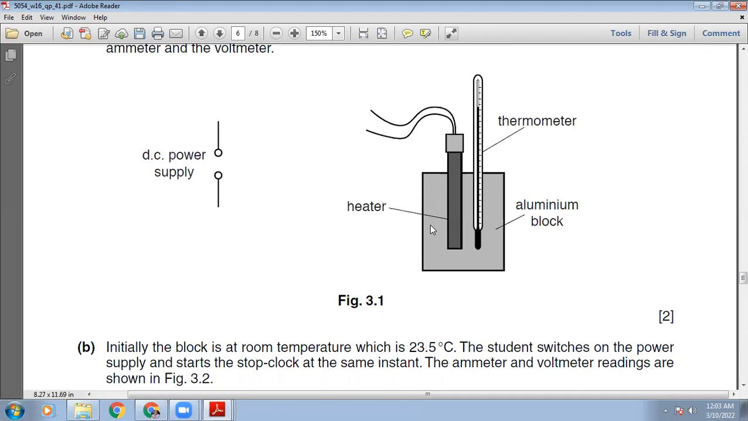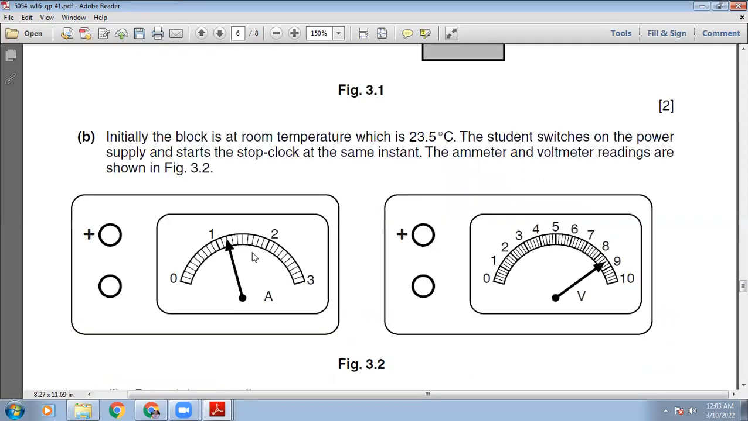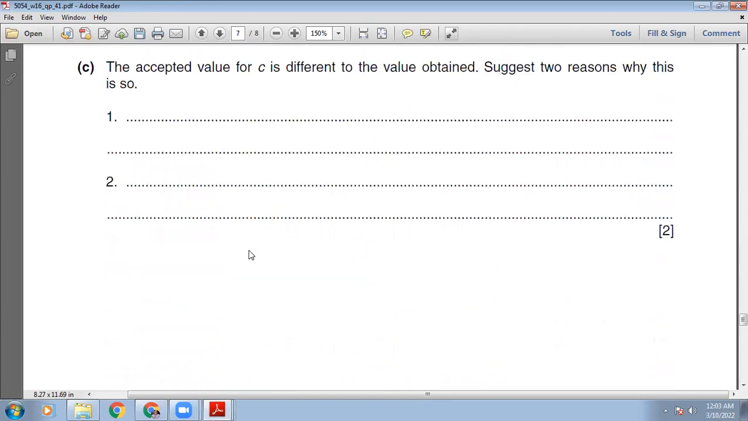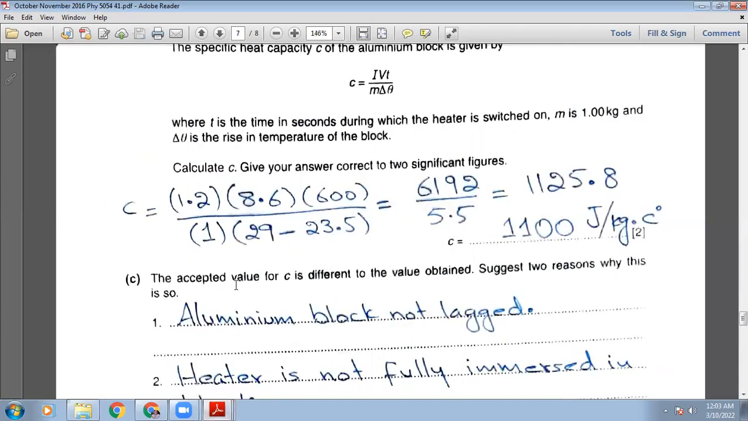this heater is not completely immersed in the aluminum block. Some part of the heater is still outside the aluminum block, so the heater's heat is going into the atmosphere directly. So let me show you my answers.